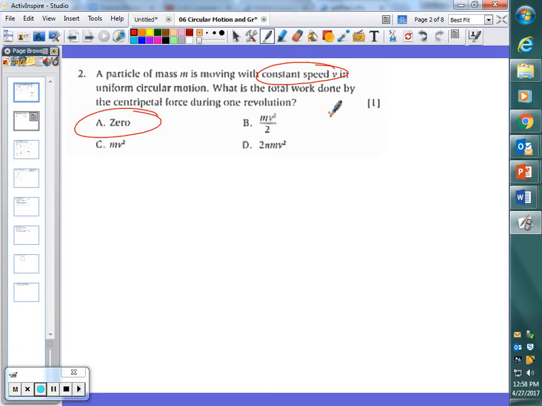getting back to some basic concepts, right? When it goes to the bottom, which way does it want to go? Down. No, that way. Oh, straight. So it wants to go in a straight line, right?